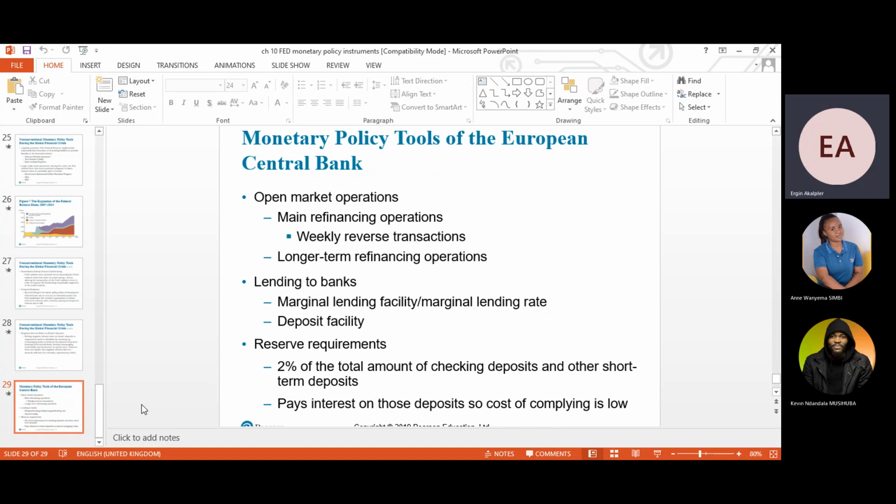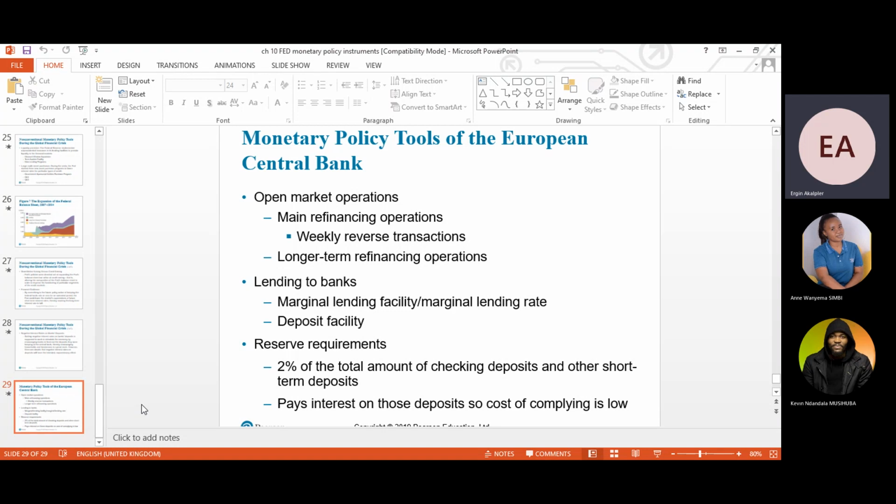Open market operations, sorry, main refinancing operations, weekly reverse transactions, long-term refinancing operations, lending to banks, marginal lending facility, marginal lending interest rate, and deposit facilities and reserve requirements.